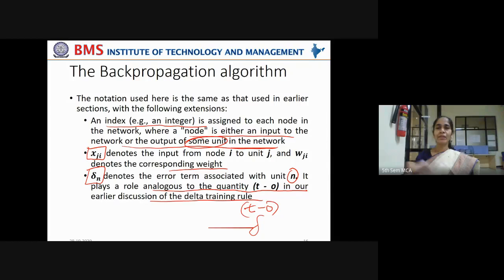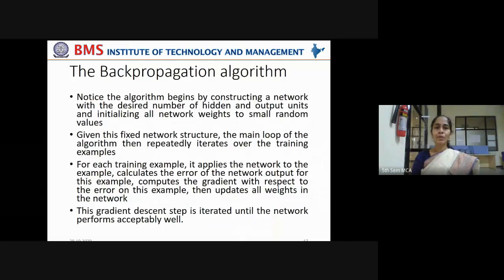Why? Because we are dealing with multiple layers. When we are dealing with multiple layers, let us choose some precise or more brief term, so that if you say delta k, it is the error associated with that particular output unit k, right? Now notice the algorithm begins by constructing a network with the desired number of hidden and output units and initializing all network weights to some small random values. These are the two initial steps in the backpropagation algorithm.